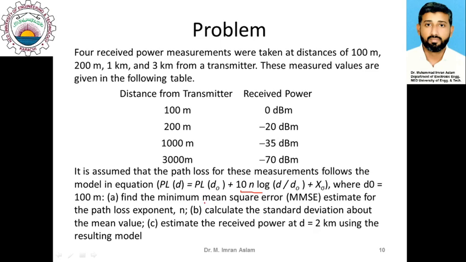The criteria that we are using is minimum mean square error. What is mean square error? Actually, we try to model in such a way that the difference between the measured value and the model value is minimized. The model is represented by this equation here, and measured values are represented here. So the difference is minimized in the sense that whenever we calculate the mean square error or mean square distance, that value is minimized.